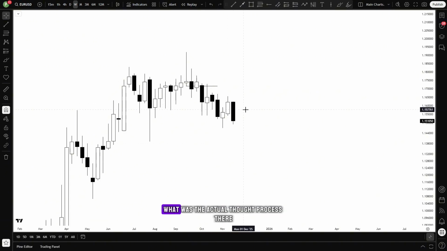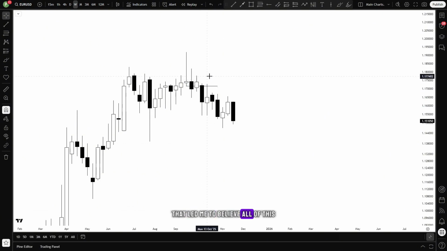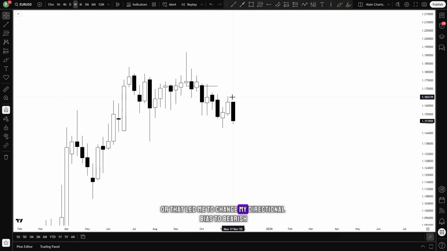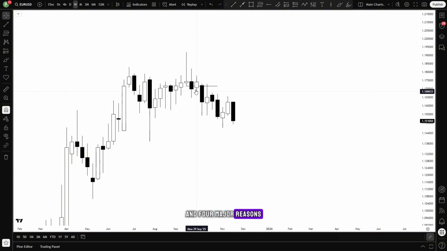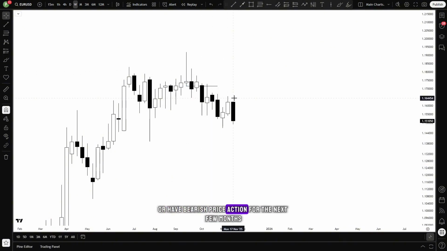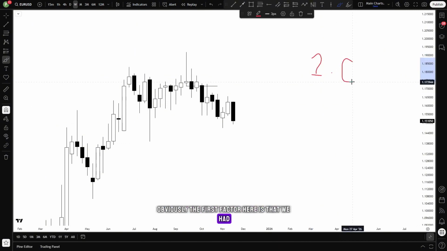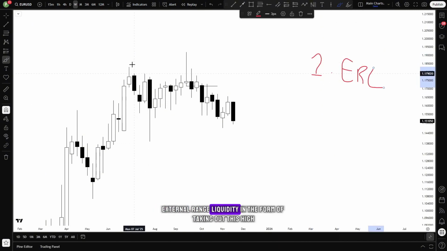Now, if you are wondering what the actual thought process was that led me to change my directional bias to bearish, then the answer is that there were 4 major factors and 4 major reasons due to which I expected and anticipated price to have bearish price action for the next few months. Obviously, the first factor here is that we had just taken out external range liquidity in the form of taking out this high.